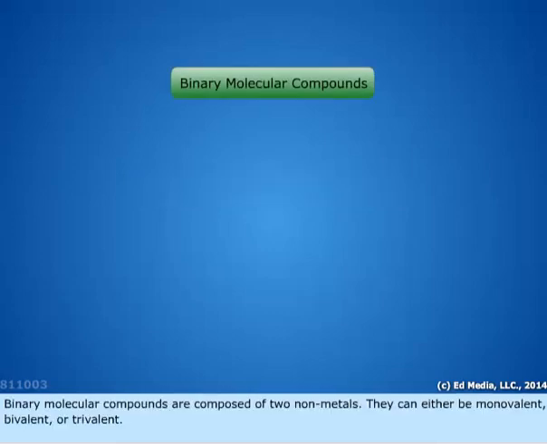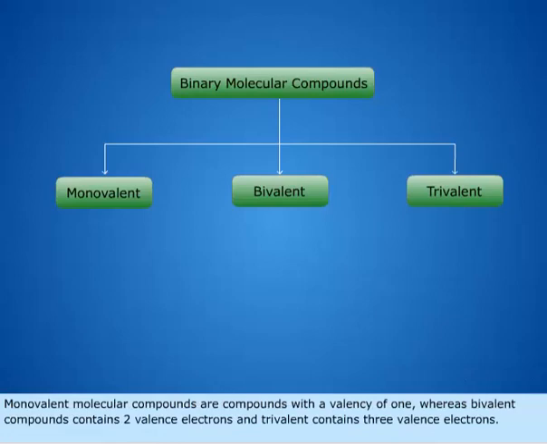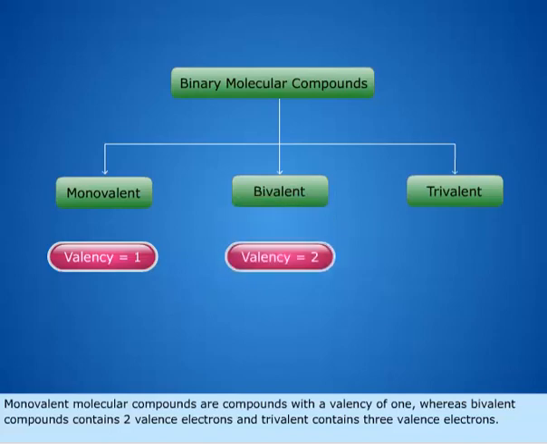Binary molecular compounds are composed of two nonmetals. They can either be monovalent, bivalent, or trivalent. Monovalent molecular compounds are compounds with a valency of 1, whereas bivalent compounds contain 2 valence electrons and trivalent contain 3 valence electrons.